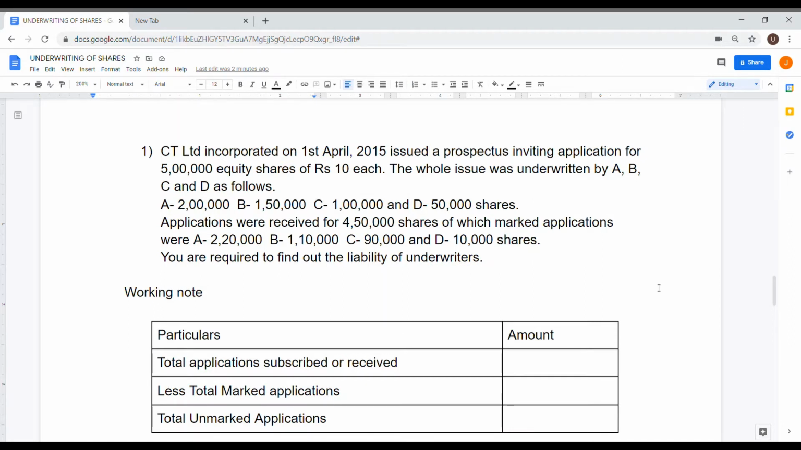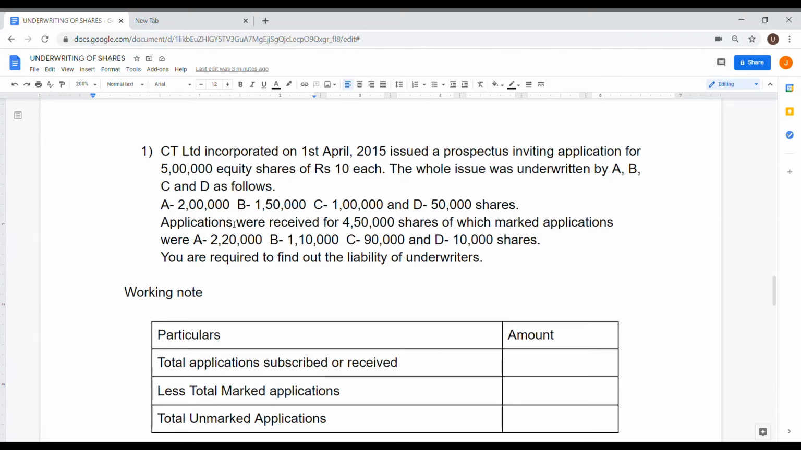Our first problem is: CT Limited, incorporated on 1st April 2015, issued a prospectus. What is a prospectus? It is a brochure kind of thing for a company where they mention how many shares are for sale and for what purpose they are issuing their shares. That is a prospectus, inviting application for 5 lakh equity shares of rupees 10 each. The whole issue was underwritten by A, B, C and D. So A, B, C and D are our underwriters.